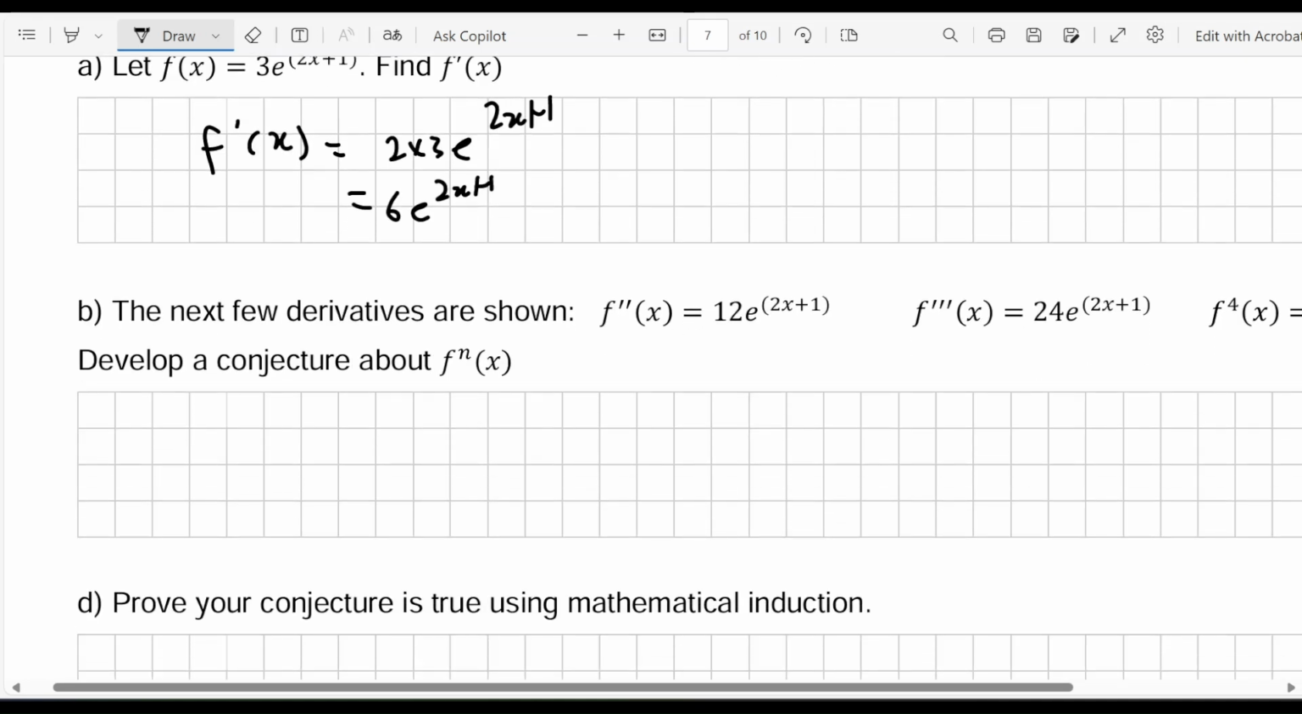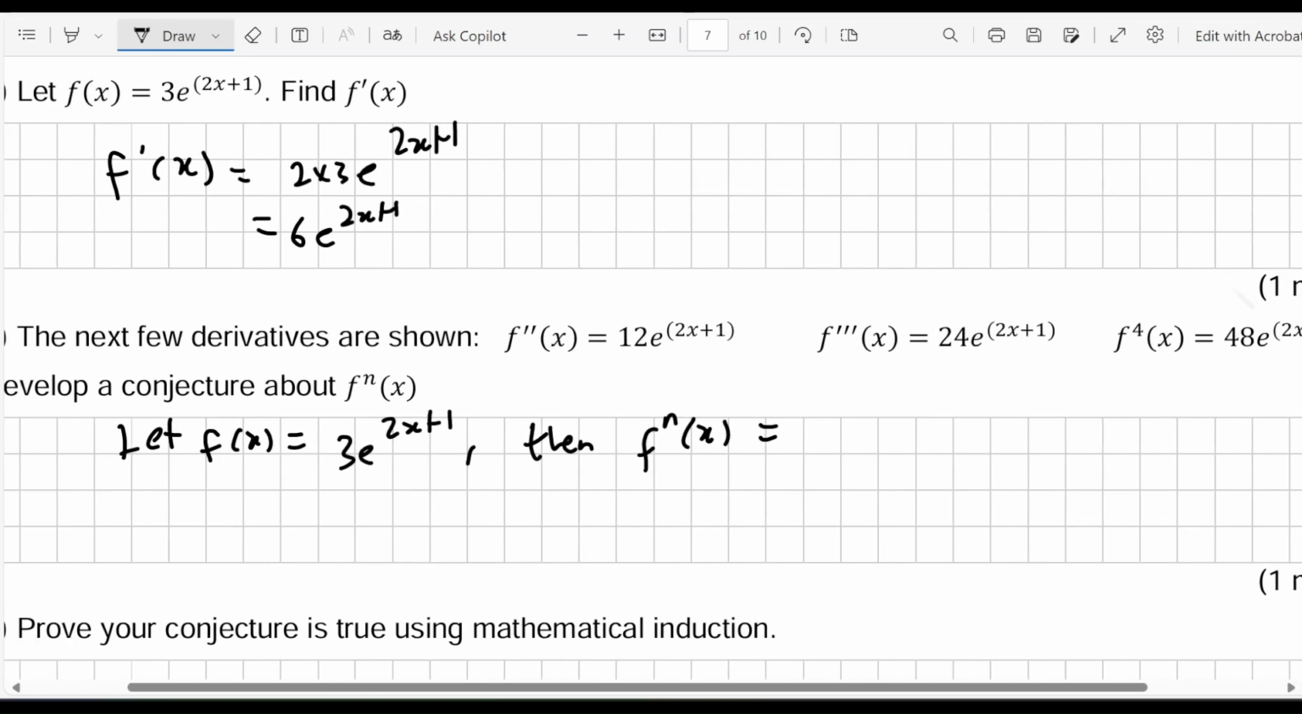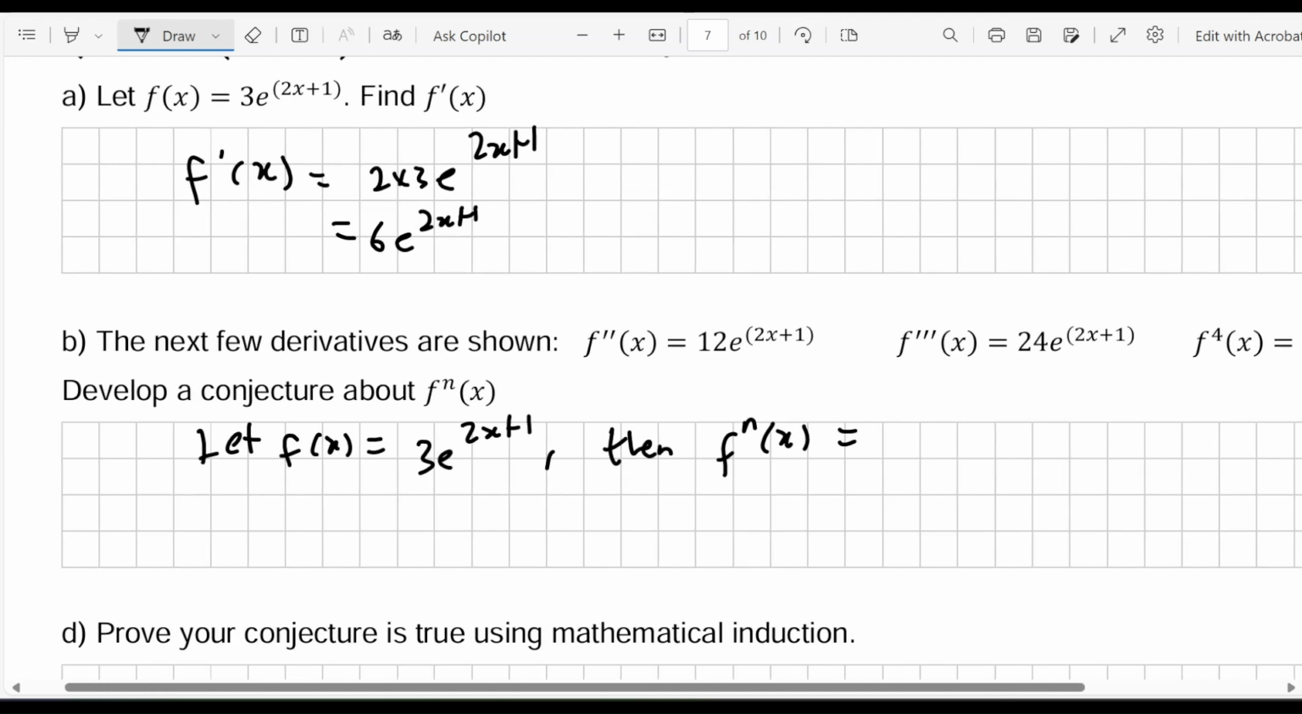There's some more derivatives. Develop a conjecture. So remember, conjectures have to be complete statements. Let f of x equal 3e to the 2x plus 1. Then fn of x, that's the nth derivative, is, all right, so what's happening, it's doubling each time. That's useful.